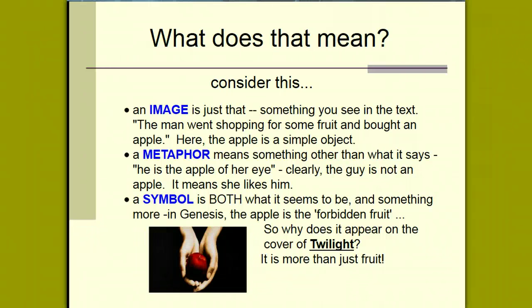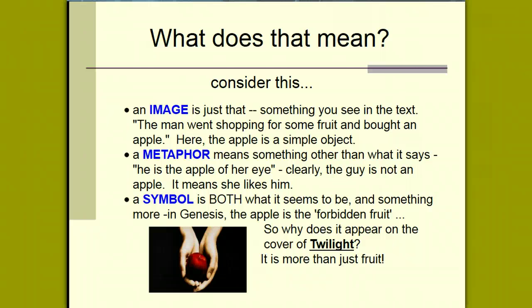So what does that mean if it's beyond the surface? Well, let's look at three different levels of meaning, okay? First off, you can have an image, just something you see, something that you can picture in the story. So guy goes shopping for some fruit, bought an apple. Okay, big deal, he bought an apple, right? Piece of fruit. But that same apple might be a metaphor.